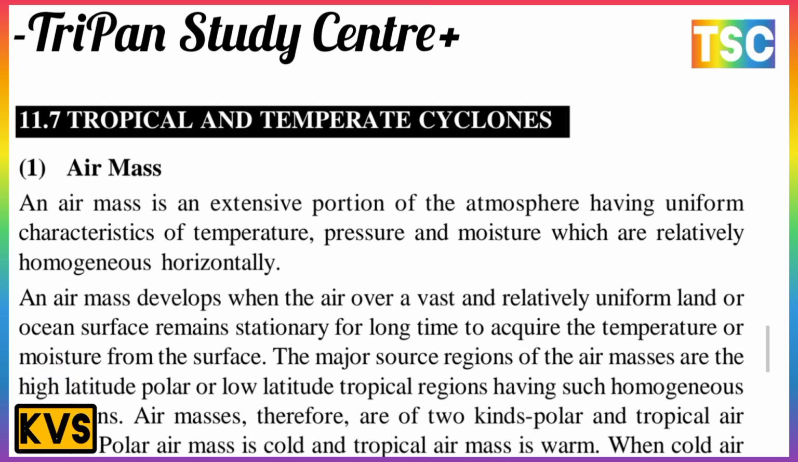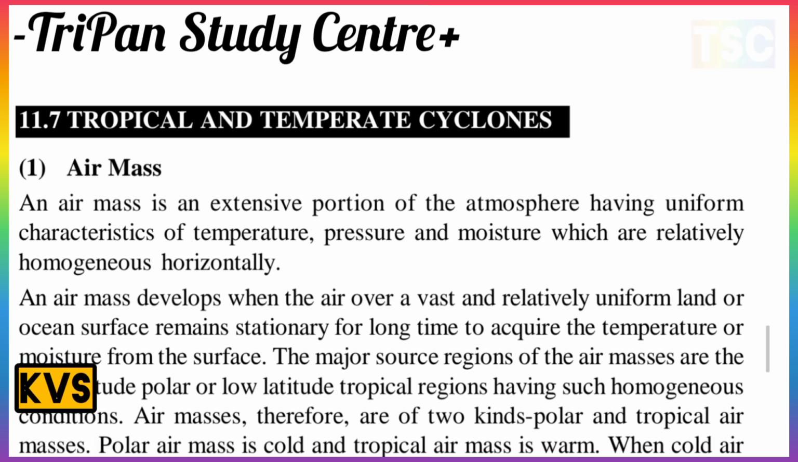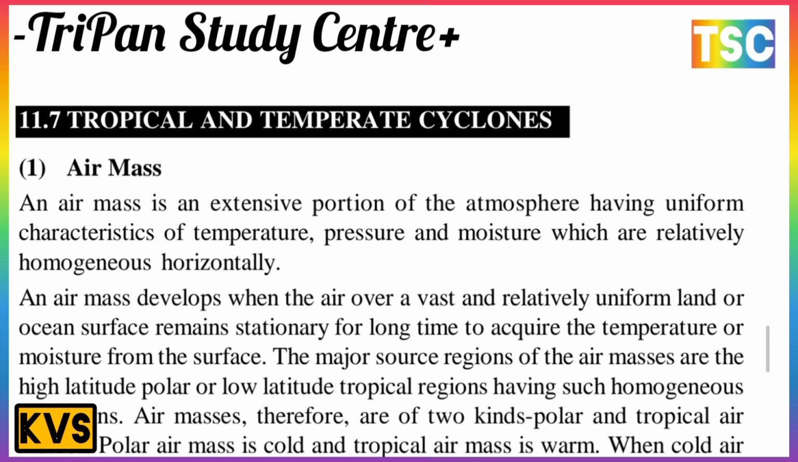An air mass forms when the air over a vast and relatively uniform land or ocean surface remains stationary for a long time and acquires the temperature and moisture of the surface. The major source regions of air masses are the high latitudes, polar, and the low latitudes, tropical, which have such homogeneous conditions. The air masses are therefore of two kinds, polar and tropical. The polar air mass is cold and the tropical air mass is warm.